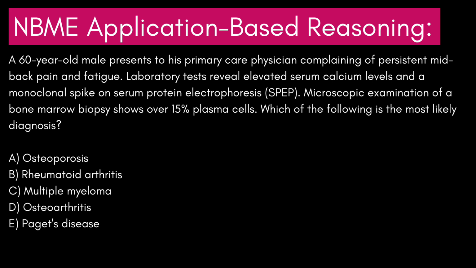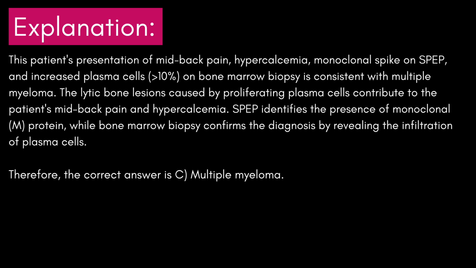Otherwise, moving on now. This patient's presentation of mid-back pain, hypercalcemia, monoclonal spike on serum protein electrophoresis, and increased plasma cells, greater than 10%, on bone marrow biopsy is consistent with multiple myeloma. The lytic bone lesions caused by proliferating plasma cells contribute to the patient's mid-back pain and hypercalcemia. Serum protein electrophoresis identifies the presence of monoclonal protein, while bone marrow biopsy confirms the diagnosis by revealing the infiltration of plasma cells. Therefore, the correct answer is C, multiple myeloma.